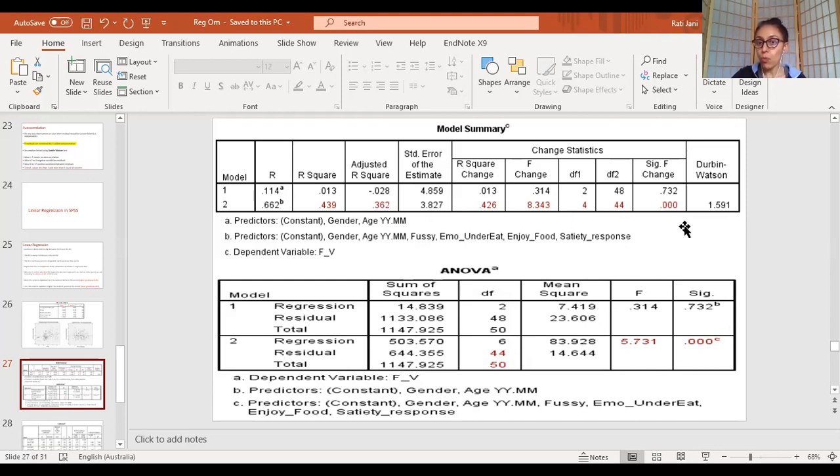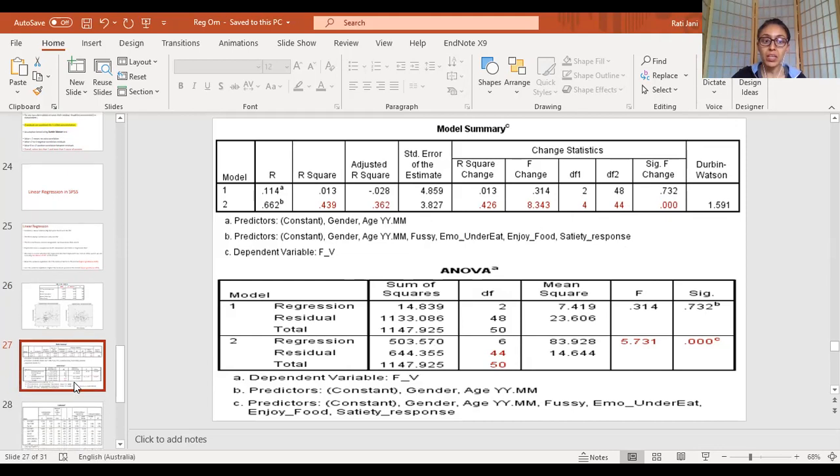This is again that your overall model is significant, meaning when all of these variables are together, they have a significant impact on the child's fruit and vegetable intake. All of these things together have a significant impact on the child's fruit and vegetable intake.